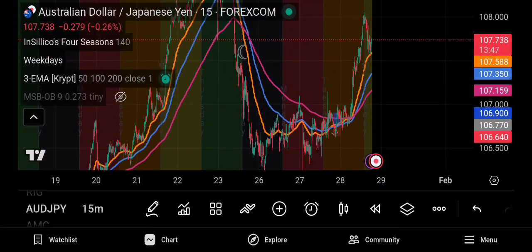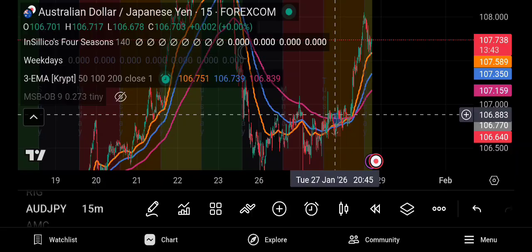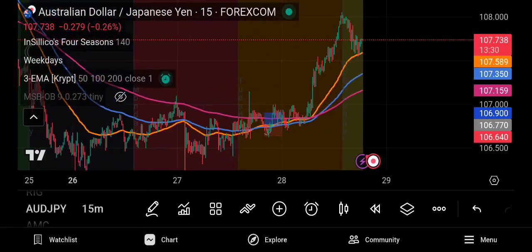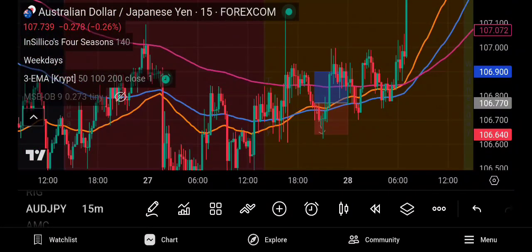The other confluence was, it was trading above this 50 moving average. The 50 moving average is the orange area. Yesterday, gold was just on a rampage. It was really bullish. So that was another thing, because AJ is also very much bullish. So I'm going to go ahead and discuss the trade that I took.